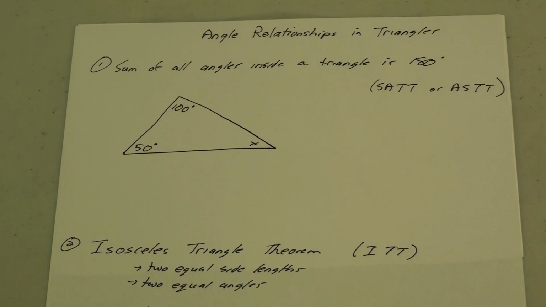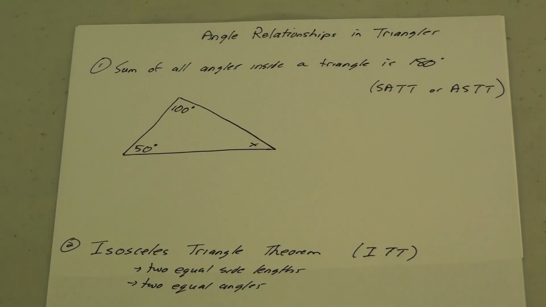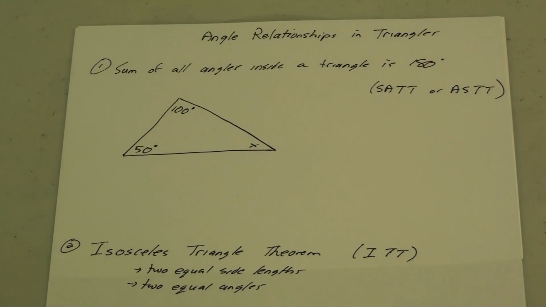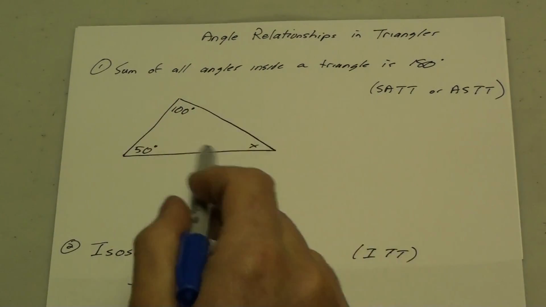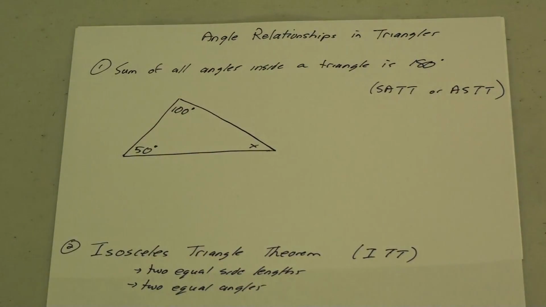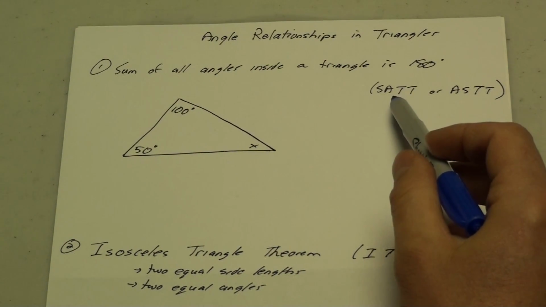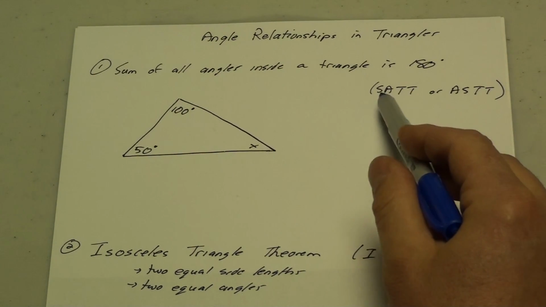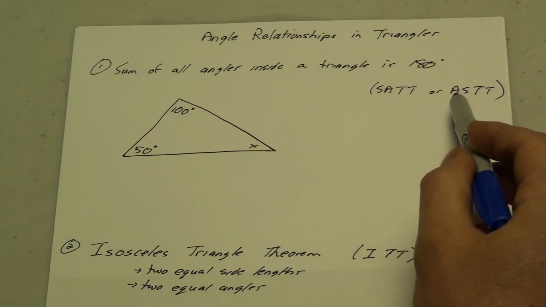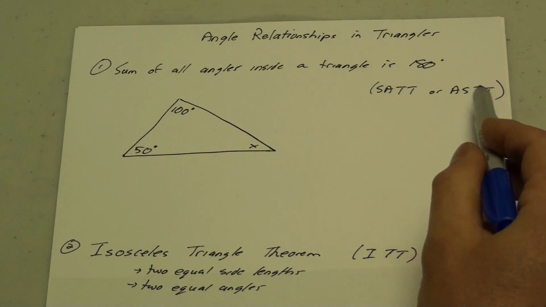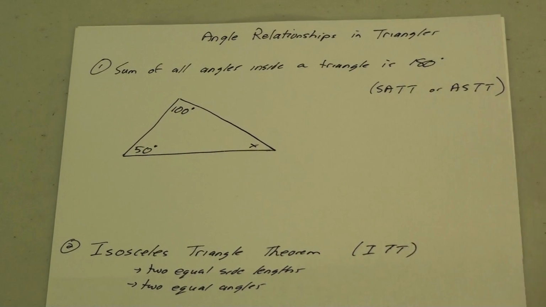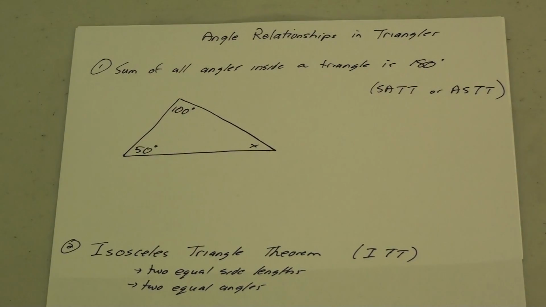Okay, in this lesson we're going to cover the angle relationships in triangles. The first one is the sum of all the interior angles inside of a triangle have to add up to 180 degrees. Now there's a couple of acronyms that can be used to display that knowledge: SATT, sum of an angle triangle theorem, or ASTT, angle sum triangle theorem. It doesn't really matter, those are just two acronyms that let your teacher know that you understand where that angle came from.